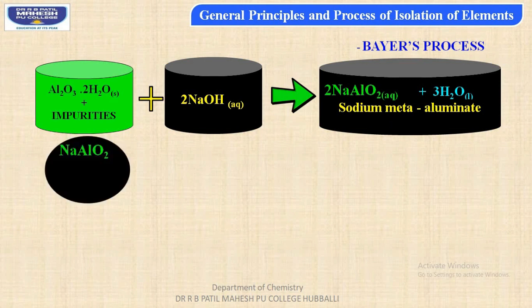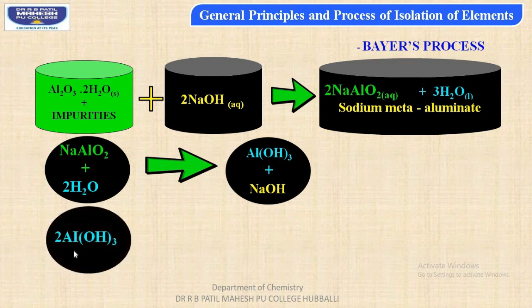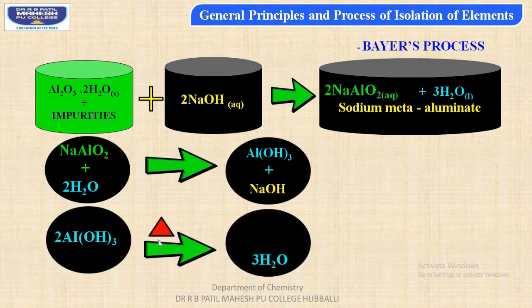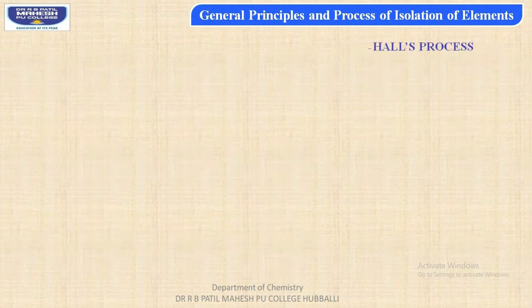In the next step, students, sodium meta-aluminate is reacted with plenty of water. Thus, we can get sodium hydroxide along with aluminium hydroxide as the product, and this aluminium hydroxide on heating would be giving us aluminium oxide along with water molecule. And in the next, we shall be considering Hall's process.